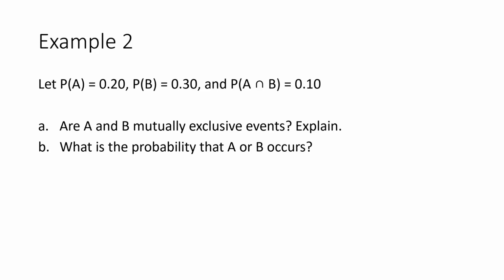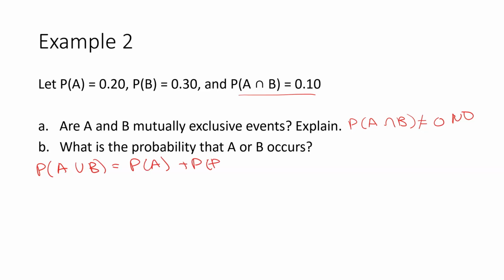This is asking, are A and B mutually exclusive? Well, if they are mutually exclusive, then their intersection would be 0, but their intersection is not 0. So no, they are not mutually exclusive. So what is the probability that A or B occurs? Well, that's the probability of A plus the probability of B minus the intersection. So that's 0.20 plus 0.30 minus 0.10. So the probability that A or B occurs is going to be 0.40.